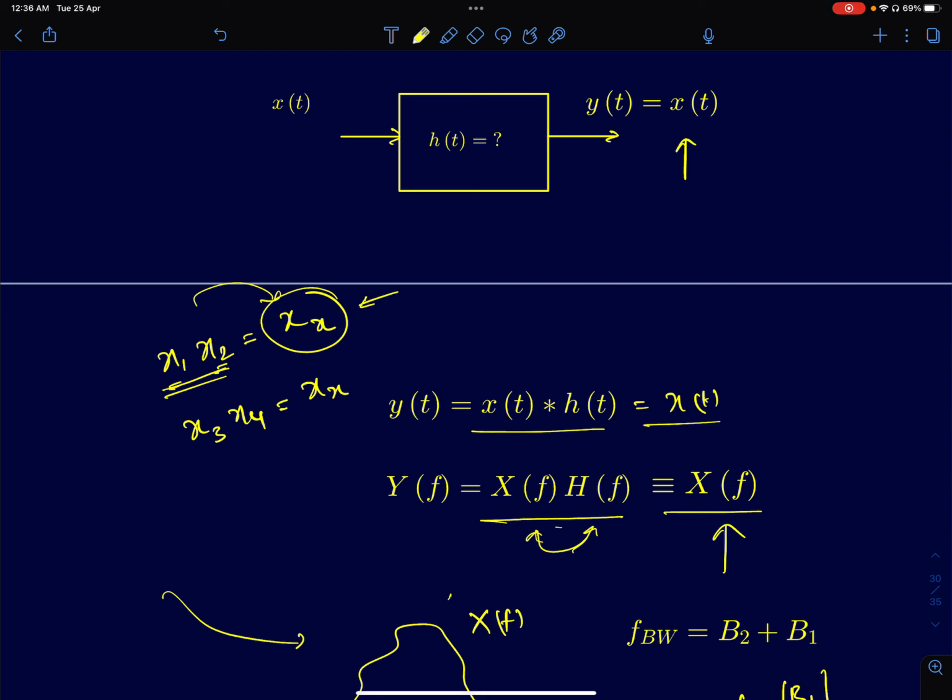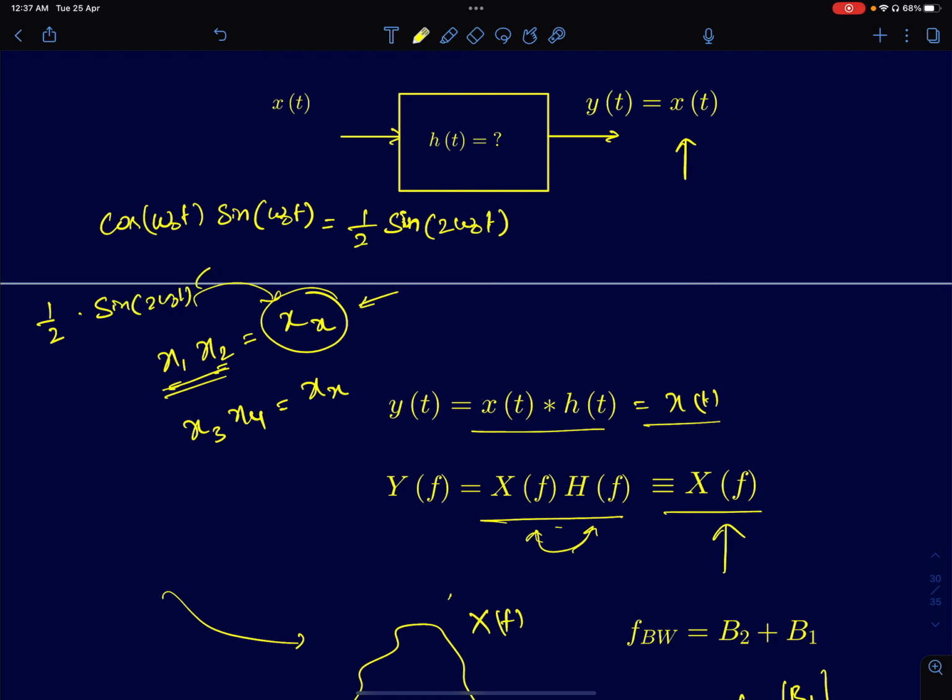You can take some quick examples. For example, say cos omega naught t into sine omega naught t. I'm multiplying these two signals. The result, I can write as half sine 2 omega naught t. That's a simple trigonometric expression. You get half sine, a signal of twice the frequency with a factor of half. I can also take half and multiply it with sine 2 omega naught t and get the same signal as the output. So that's what I was trying to say. It's not a unique operation.